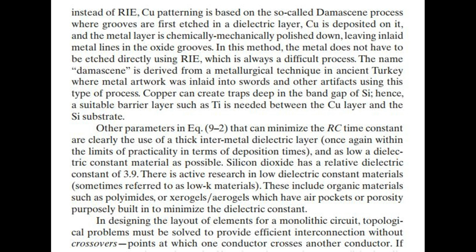Copper can create traps deep in the band gap of silicon, hence, a suitable barrier layer such as titanium is needed between the copper layer and the silicon substrate. Other parameters in Equation 9.2 that can minimize the RC time constant are clearly the use of a thick intermetal dielectric layer, once again within the limits of practicality in terms of deposition times, and as low a dielectric constant material as possible. Silicon dioxide has a relative dielectric constant of 3.9.